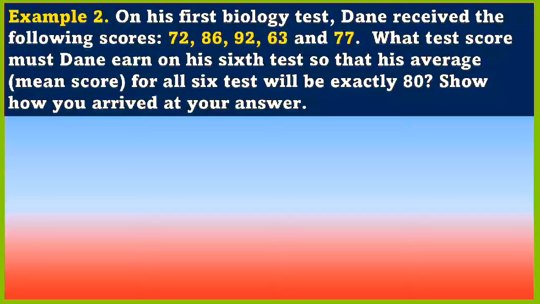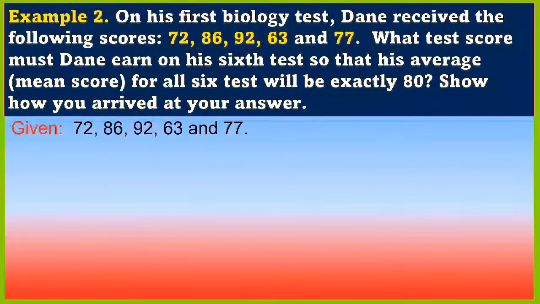In our second example, on his first five biology tests, Dane received the following scores: 72, 86, 92, 63, and 77. What test score must Dane earn on his 6th test so that his average or mean score for all 6 tests will exactly be 80? Show how you arrive at your answer. So not all the time, class, that mean is unknown. In this particular problem, mean is given and we are going to identify one unknown data in the problem.